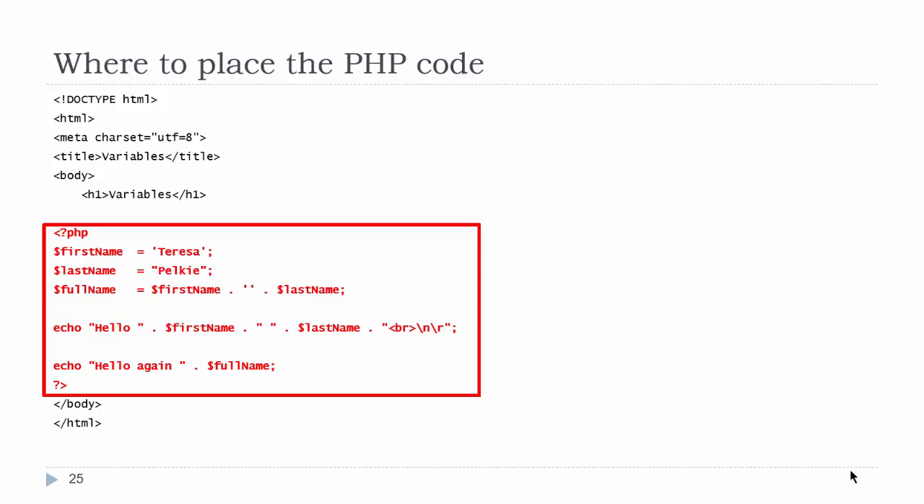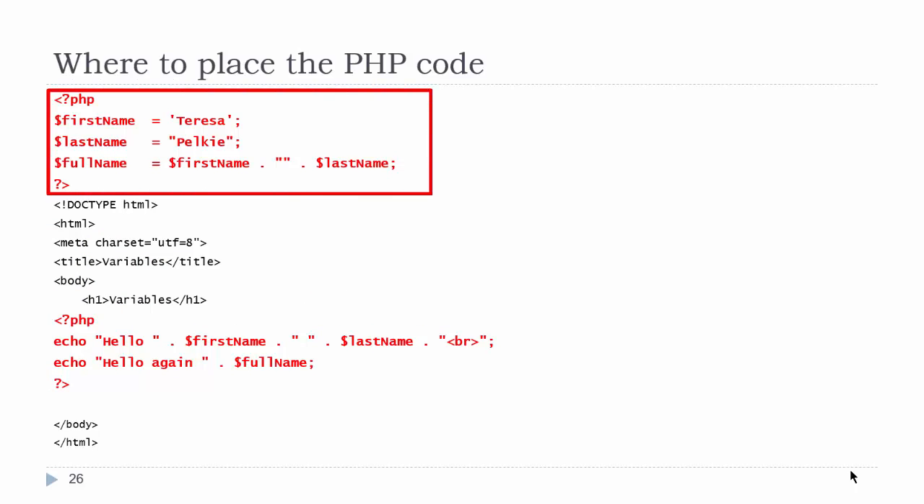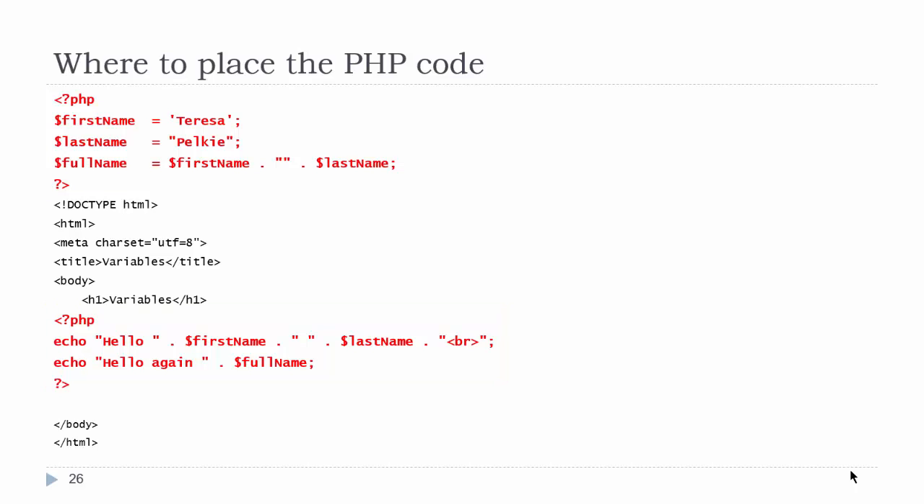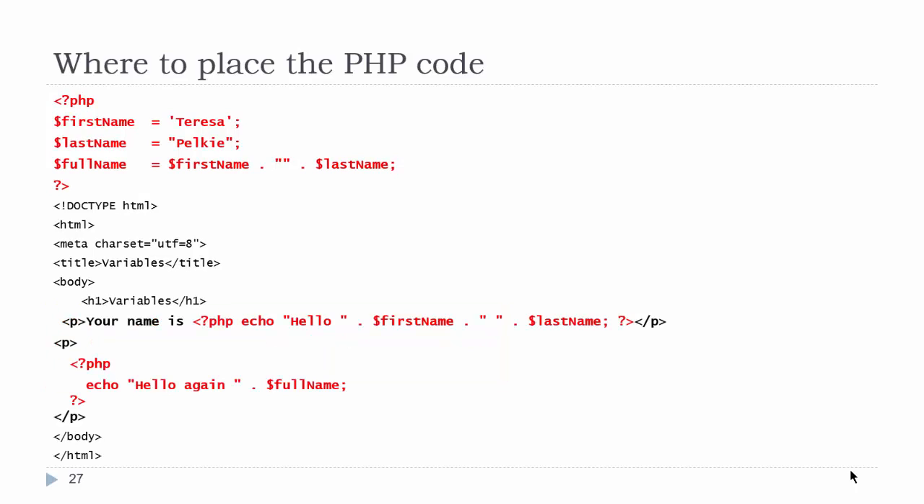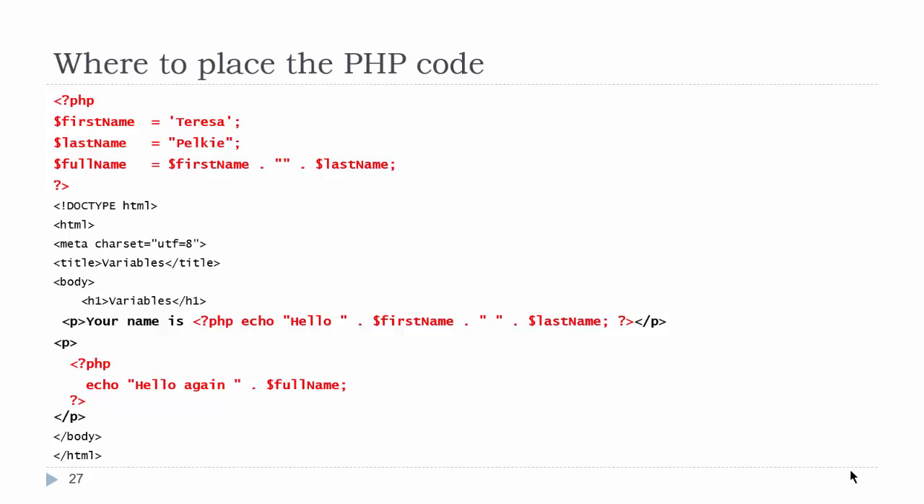So if we wanted to place this code here with our variable declarations and our echo statements right inside the body, we could. However, we might want to put our variable declarations at the top of the page because we don't really need that in our HTML document. What we do need in the HTML document is the echo statements because we want to display a message in the browser. You can also place PHP code directly inside an HTML element, in between them, and also inside them, as we will see in the future.